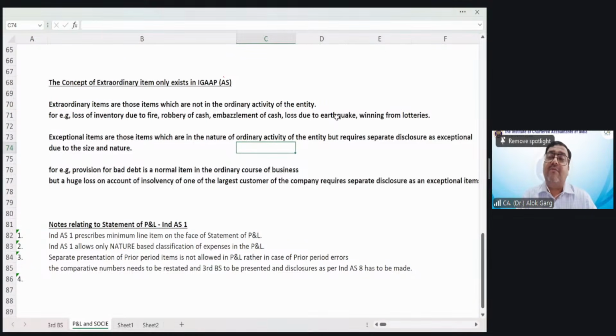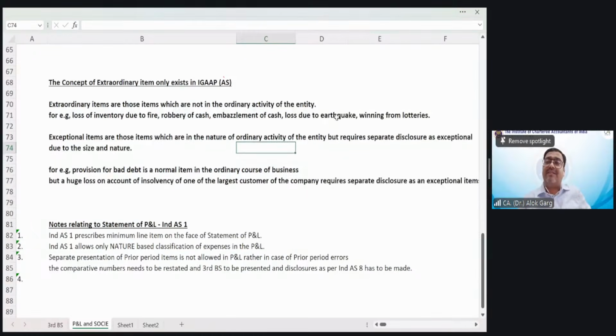Now tell me whether this bad debt is within the ordinary activity or outside the ordinary activity. If you are selling goods on credit, there can be bad debt also, which is ordinary activity. But it was a material amount, a significant amount due to the size and the nature. The largest customer of the company became bankrupt. It is a significant amount, so it will be classified as an exceptional item, so that the user will evaluate the result of the company separately. User will be able to know the result of the company.